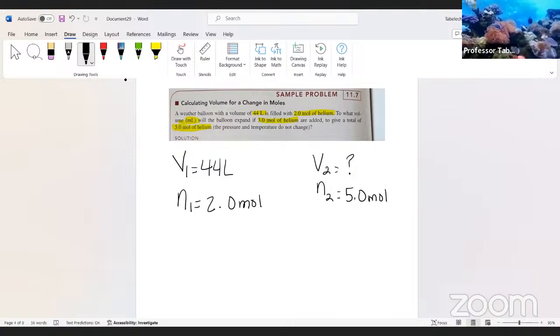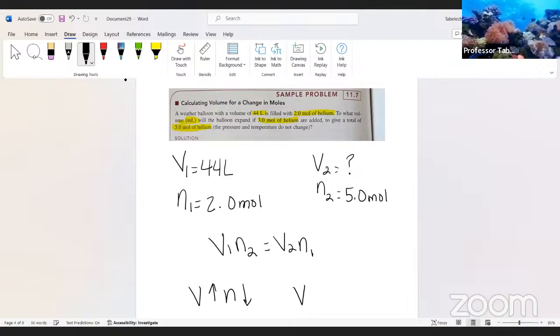The formula for this, guys, is V1 times N2 equals V2 times N1. Now, how do you establish the answer for this? Here's the thing. If the volume increases, the moles will decrease. If the volume decreases, the moles will increase. So this is similar to Avogadro, this is similar to Boyle's law, okay? Where they're inversely proportional to one another, okay?